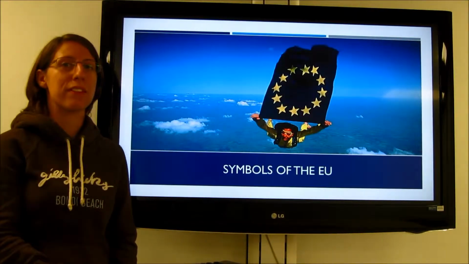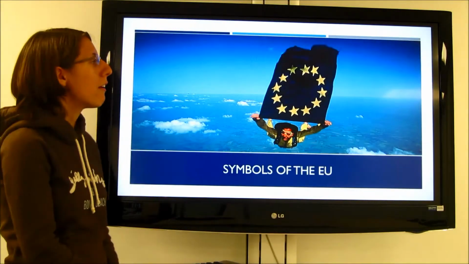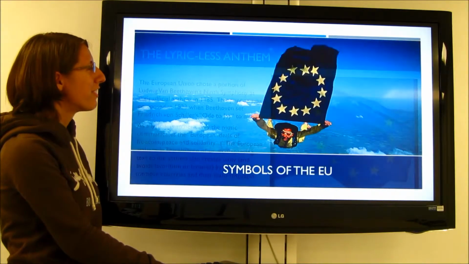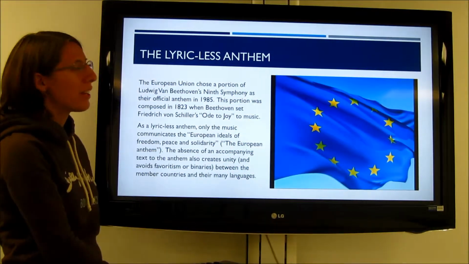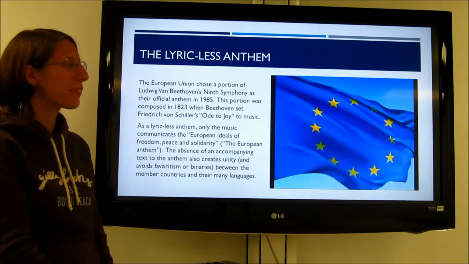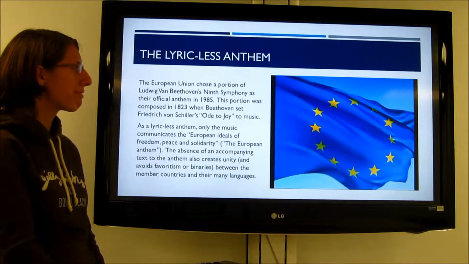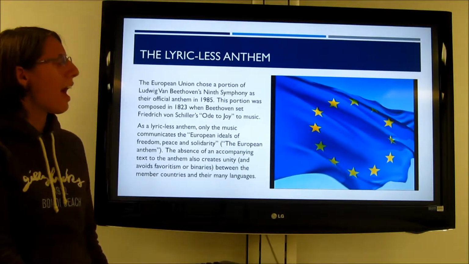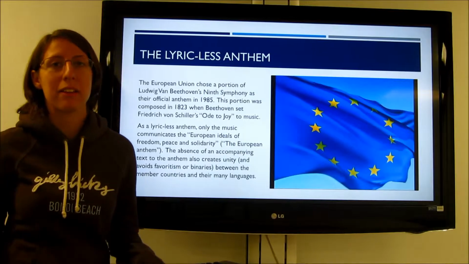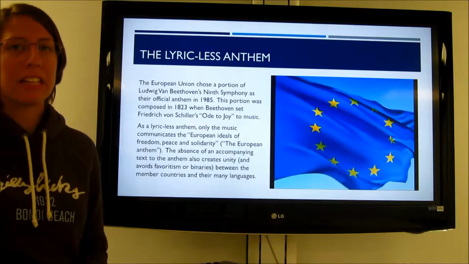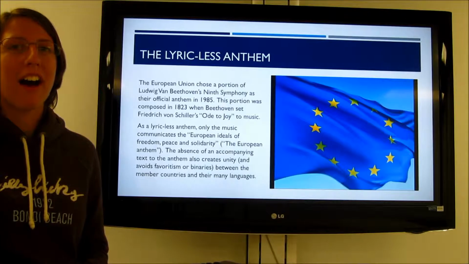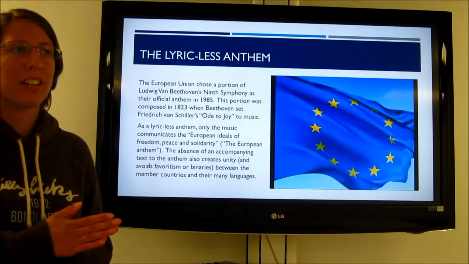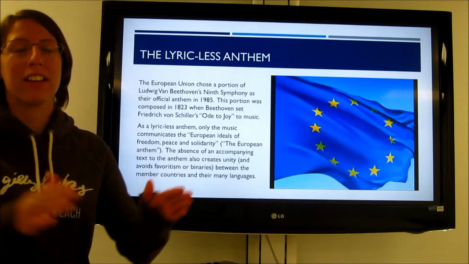First of all, the symbols of the EU, which may be most familiar by the flag. This flag has the 12 stars, as we see in this picture. But I would like to begin with the anthem. This anthem has no words. It's a lyricless anthem which embodies the spirit of the EU and the spirit of being united in diversity, where they do not particularly use one language to classify the entire EU.